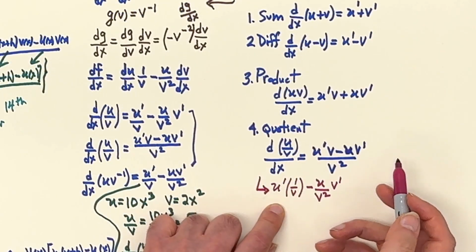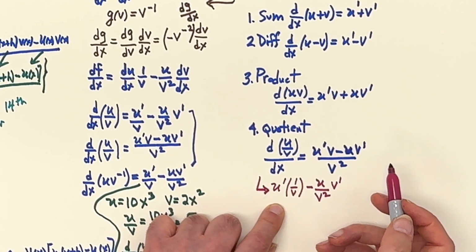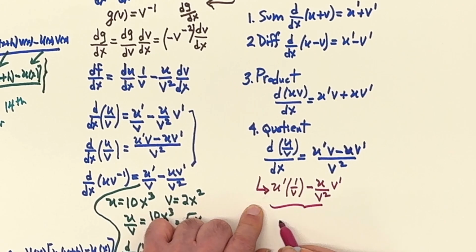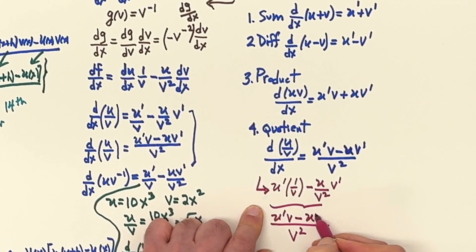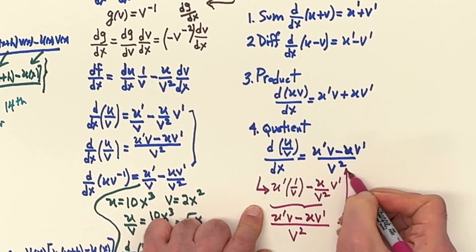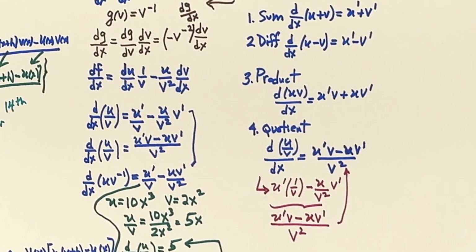And this is how a calculus book may show it. And remember, if you find your common denominator, v squared, you have then u prime v minus u v prime. You get what's in the calculus book. So you have two ways to consider the quotient rule.